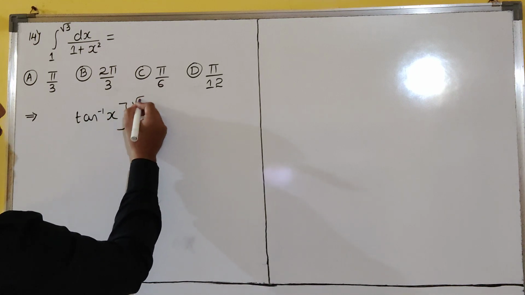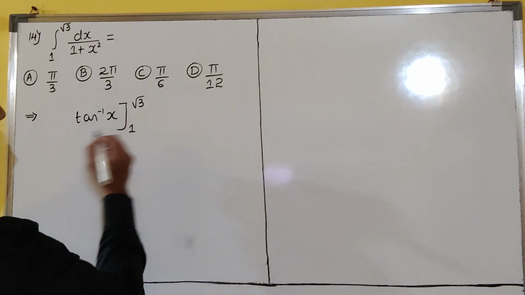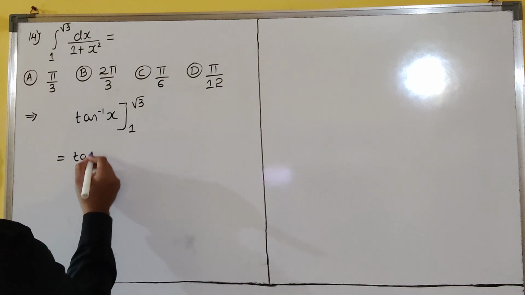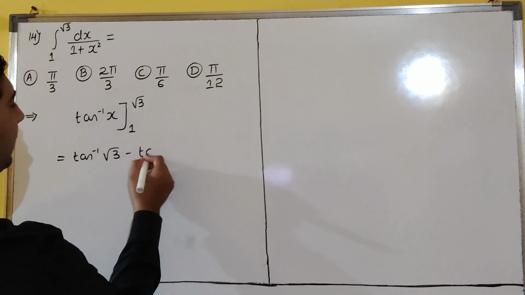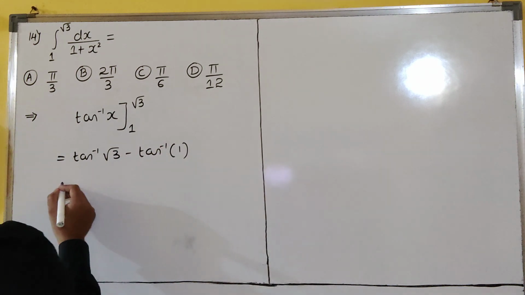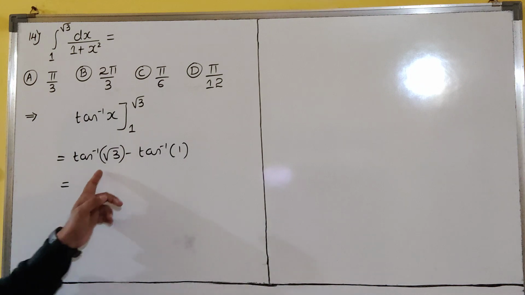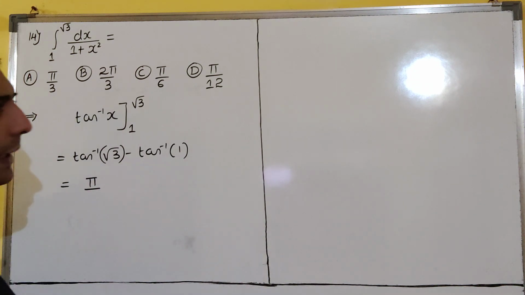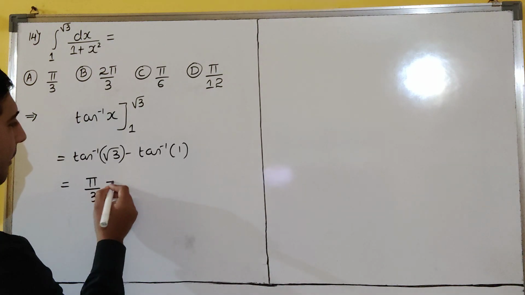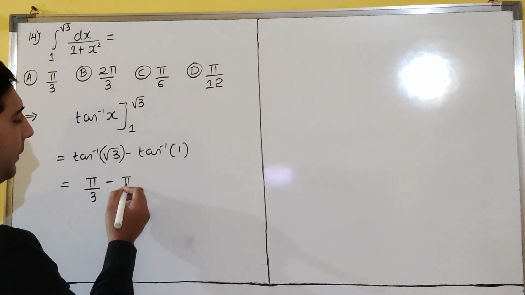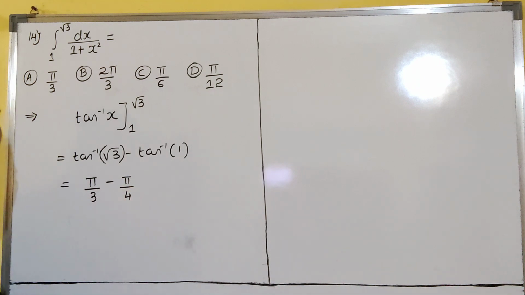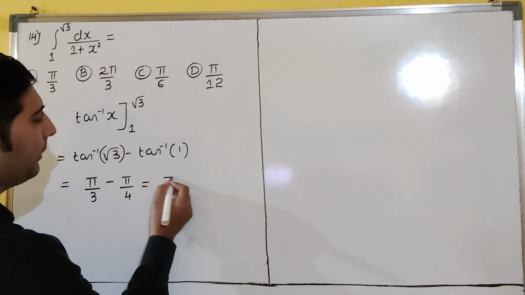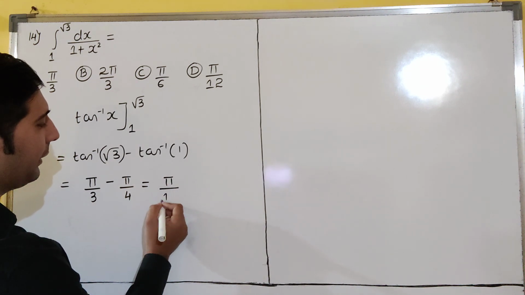So how much is it? Root 3 is the upper limit and the lower limit is 1. So now you substitute the values. What will you get? You see, tan inverse root 3 minus tan inverse 1. So tan inverse root 3 is how much? Tan inverse root 3, when will it become? It will become 60 degree, dear students. Pi by 3 minus tan inverse 1, that is pi by 4. Yes or no? 60 minus 45 is what? 15. How will you write 15? Pi by 12, dear students.